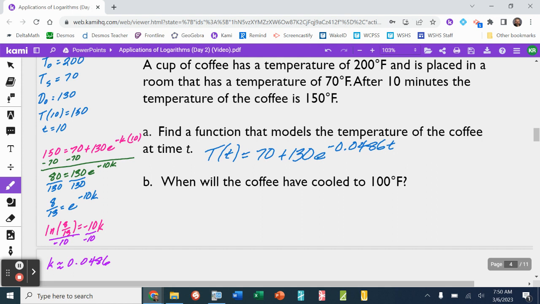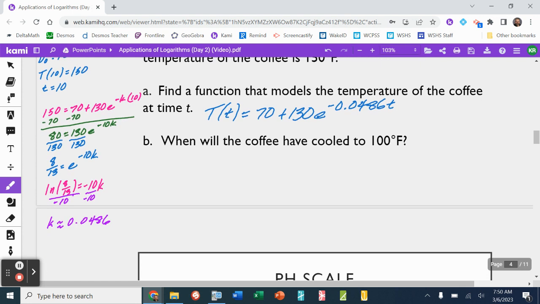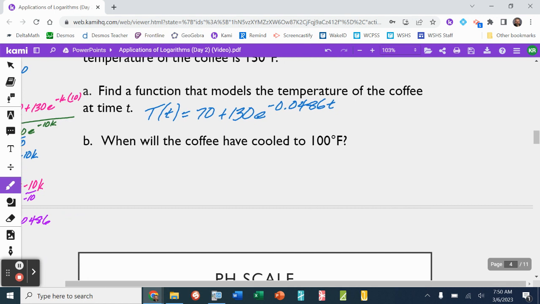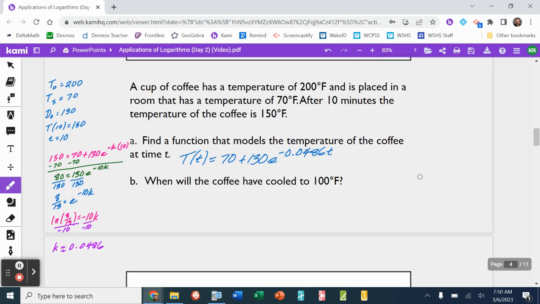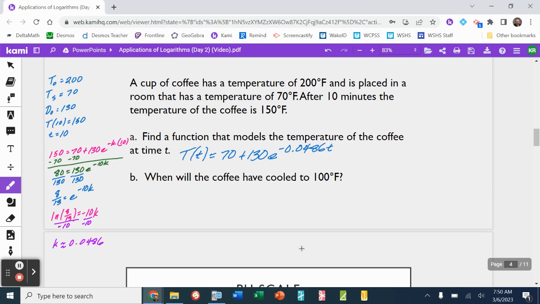However, in B, they don't give us a time. They ask us how long will the coffee have cooled, or when will the coffee have cooled to 100 degrees Fahrenheit. So in this case, what I'm looking for here in part B is I've got to figure out a time for it. So this is our temperature at time t is what they're giving us here. So this is going to be part B. And I'm going to take this equation and I'm going to use it.